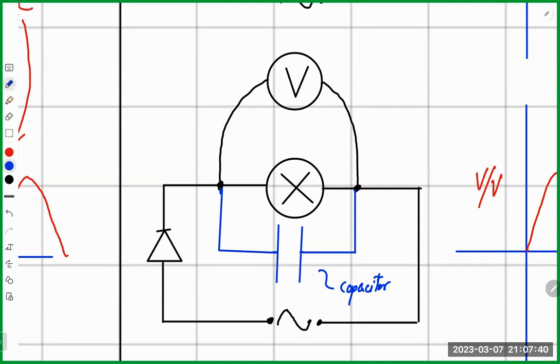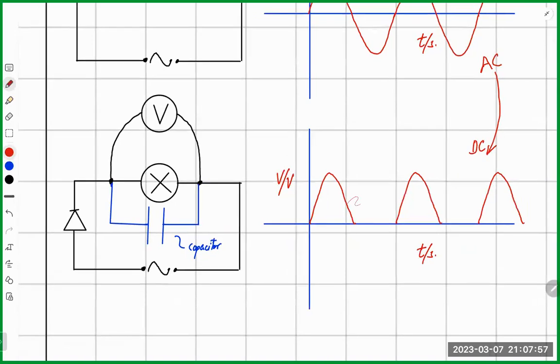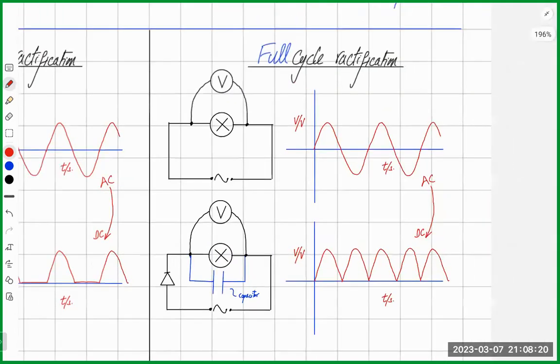And when the alternating current is reverse biased for the same diode, it will stop the current in the whole circuit, but the capacitor is already charged. So the capacitor will start to discharge itself in the meanwhile. So if we control the resistance of the output circuit and the time constant of the capacitor, we can get this thing going on. When there is this gap, the capacitor will be providing energy to fill that gap. So this is called full cycle rectification.